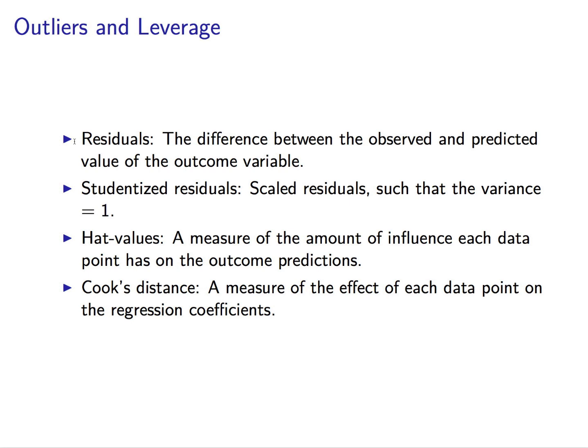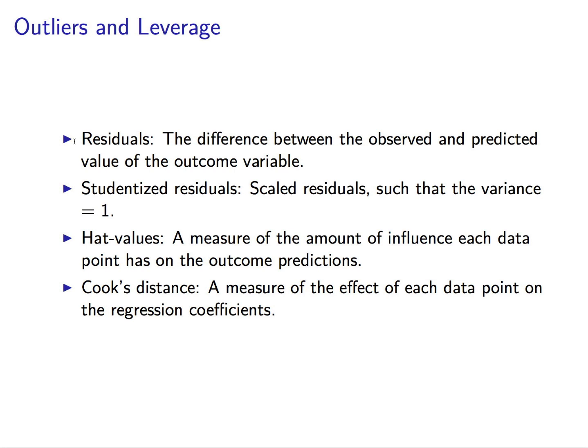The hat values that are on our x-axis provide a measure of the amount of influence each data point has on the outcome predictions. So how much do those predicted values change if you exclude a specific observation from the model? That's what this is measuring. And then Cook's distance provides a measure of the leverage of each observation on the regression coefficients. It answers the question, how much would my model coefficients change if I excluded this observation from the model?